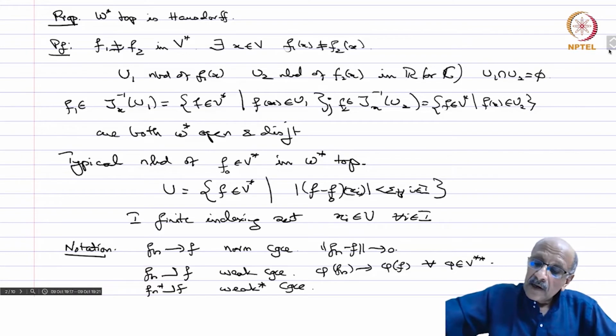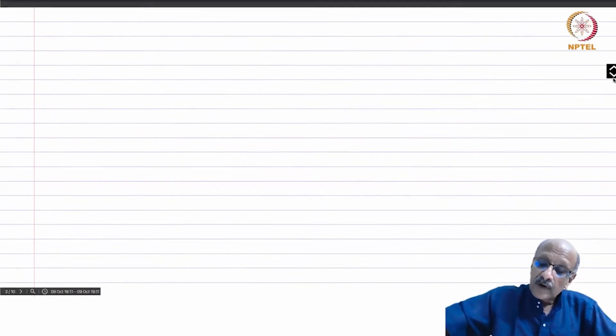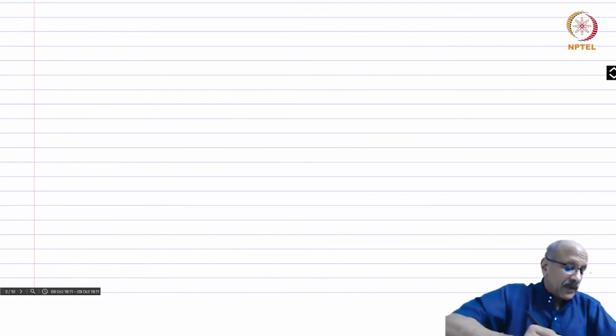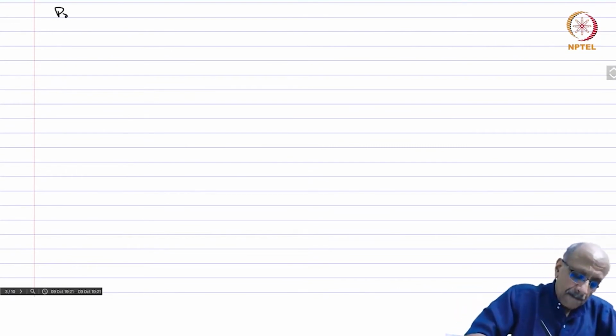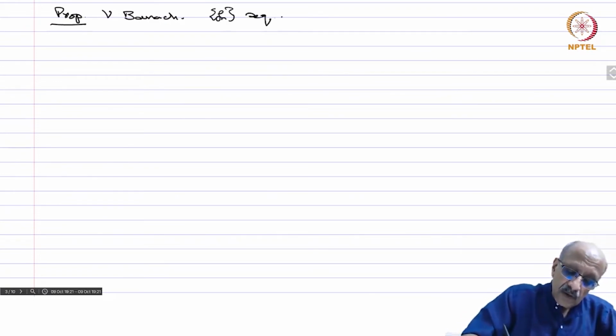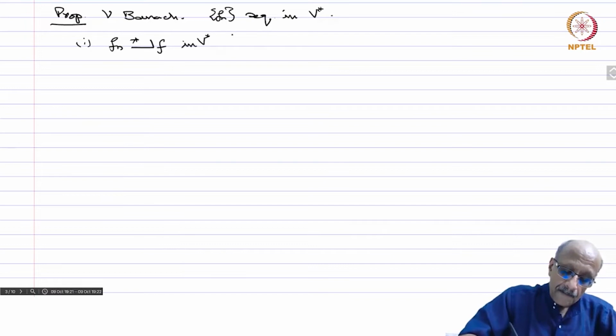So we have immediately the following proposition. You can do it yourself because it's exactly like we did the previous proposition. So proposition: V Banach, fn a sequence in V star. 1. fn weak star converges to f in V star if and only if fn of x converges to f of x for every x in V.